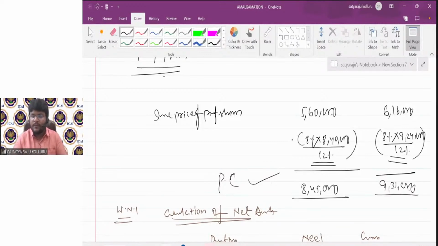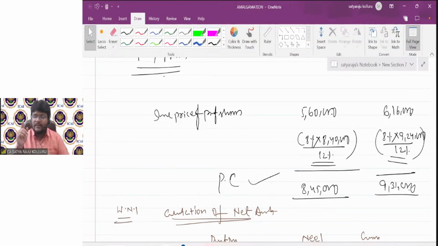Please, all of you, be careful with the calculation part. I'm not concentrating on the calculative part, just on the concept. Guys, do you have any doubt in this problem? One more time, I'm repeating. How much worth of preference shares we need to issue? It will decide the profitability ratio. It depends on the net assets.